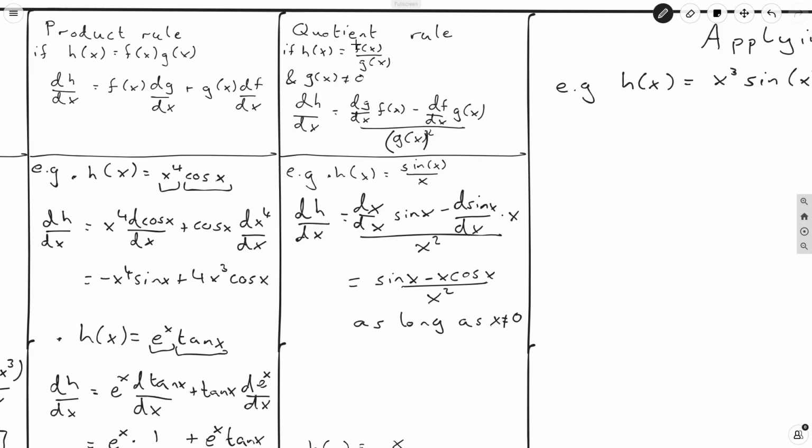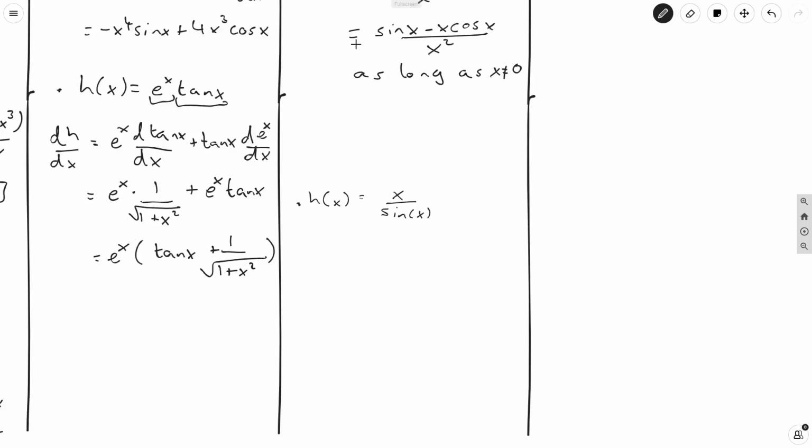However, just to be very careful, technically speaking, g of x is x, so when x is equal to 0, g of x is equal to 0, so this rule is technically not allowed to be applied. Okay? So this formula is valid for all x except for x equal to 0.